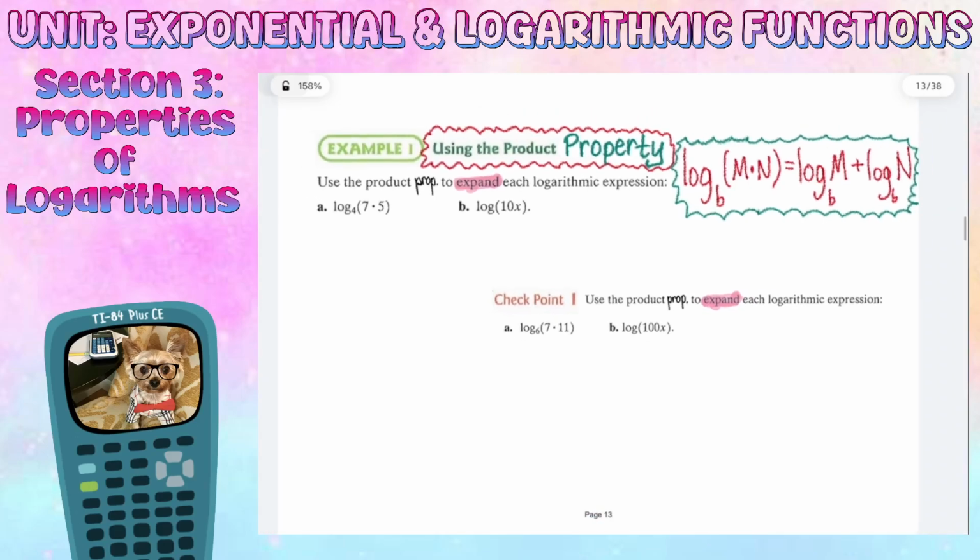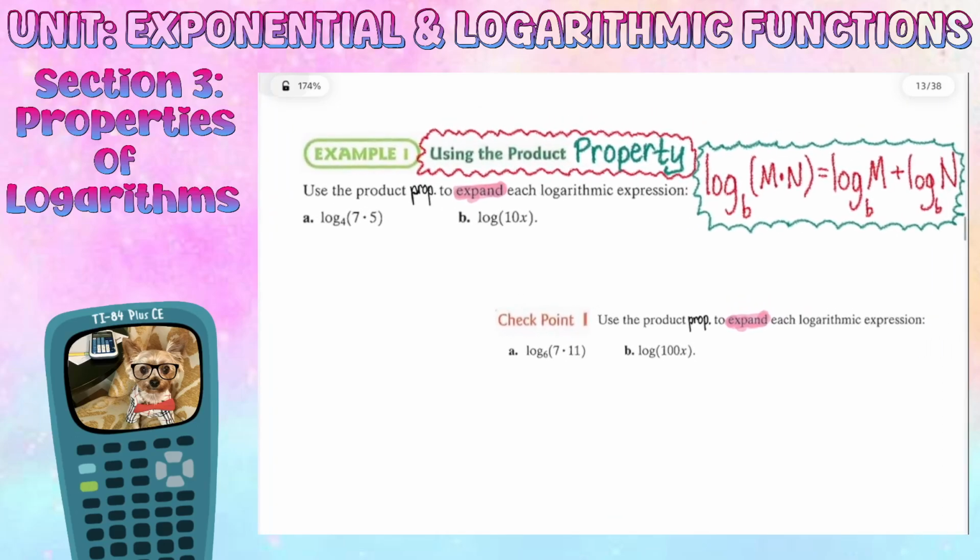I have example 1, and we're going to break it into a few little problems. The first one: use the product property to expand, that's the word I mentioned, each logarithmic expression. The first one is log base 4 of the product of 7 times 5. It's possible that it's presented to you a little differently, maybe as log base 4 of 35, and then you break it down into 7 times 5. But right now it's presented as log base 4 of 7 times 5.